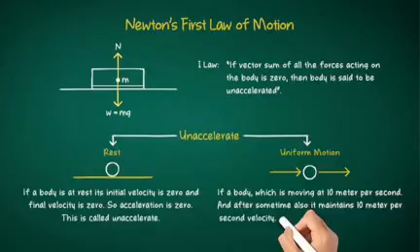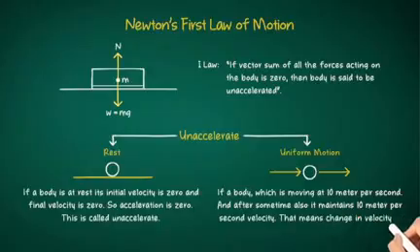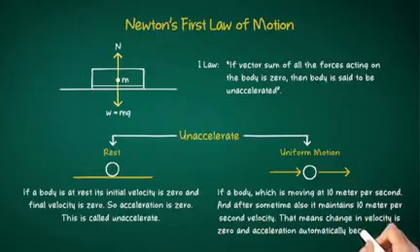What does this mean? It means that when velocities are same, change in velocity is 0 and acceleration automatically becomes 0. So this is also called unaccelerated state, which is uniform motion. In these two states, that is rest and uniform motion, the body is said to be unaccelerated.